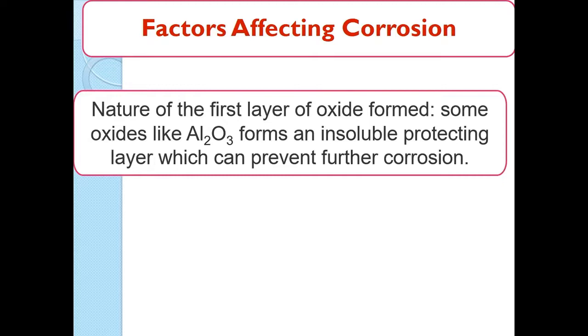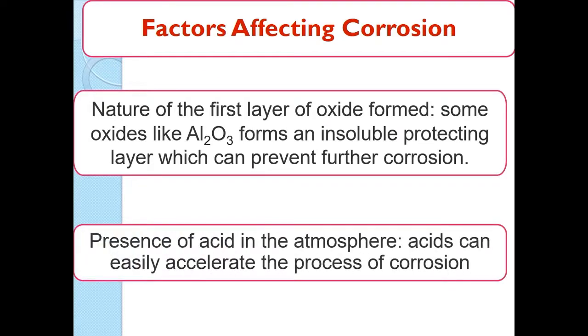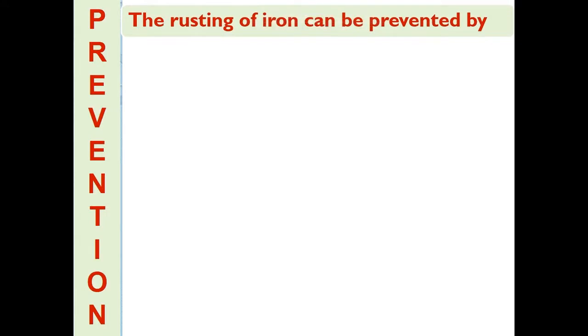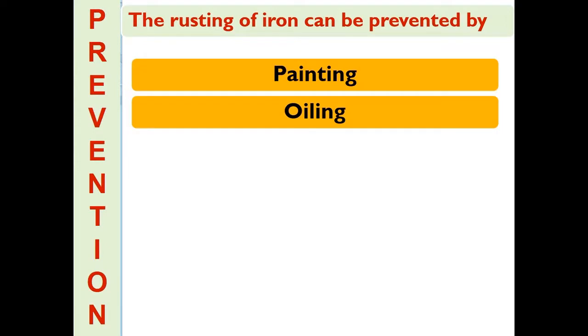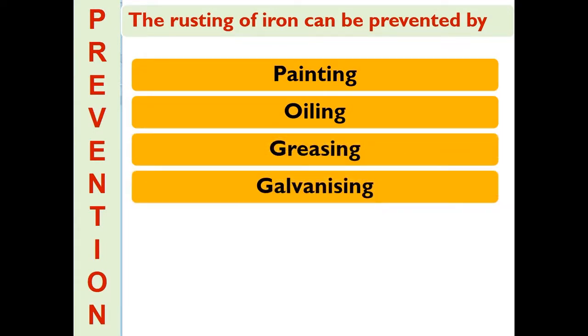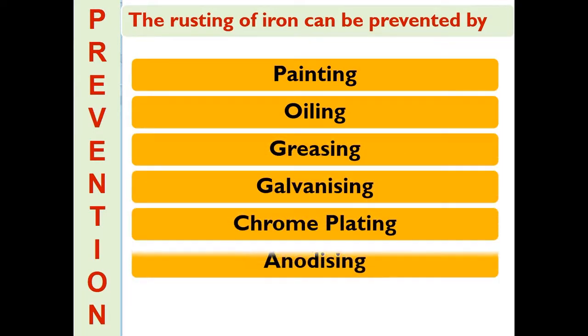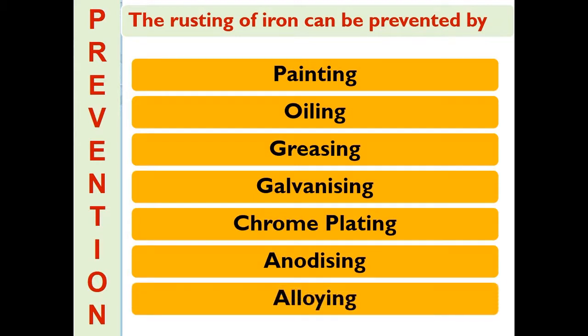Some oxides like aluminium oxide form an insoluble protecting layer which prevents further corrosion. Presence of acid in the atmosphere. Acids can easily accelerate the process of corrosion. Prevention. The rusting of iron can be prevented by painting, oiling, greasing, galvanizing, chrome plating, anodizing, and alloying.